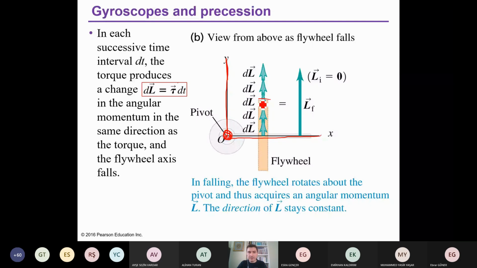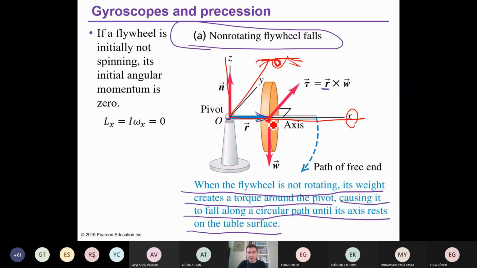Okay, so look at this one. There is a weight downward, and there is the r position vector, and the torque is given with this one. By using the right-hand rule, you can get that this is the direction of the torque, along the y-axis. This flywheel is rotating around this pivot and goes down. So finally it will look like this.